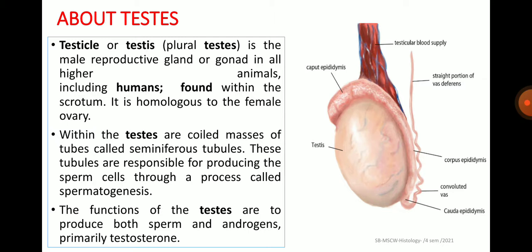So within the testis are coiled masses of tubes called seminiferous tubules. These are responsible for producing the sperm cells through a process called spermatogenesis. And the functions of the testis are to produce both sperm and androgen, primarily testosterone.